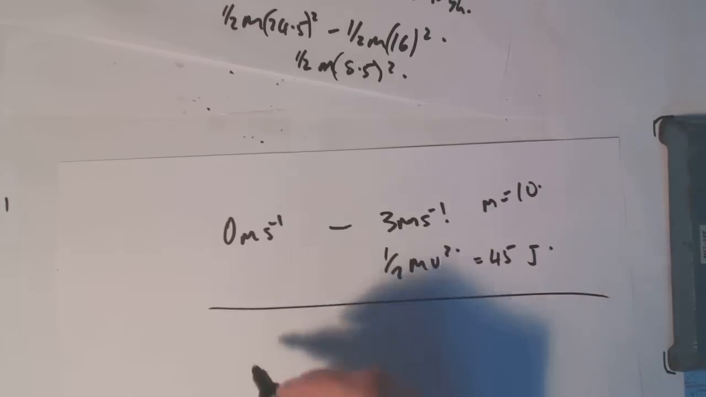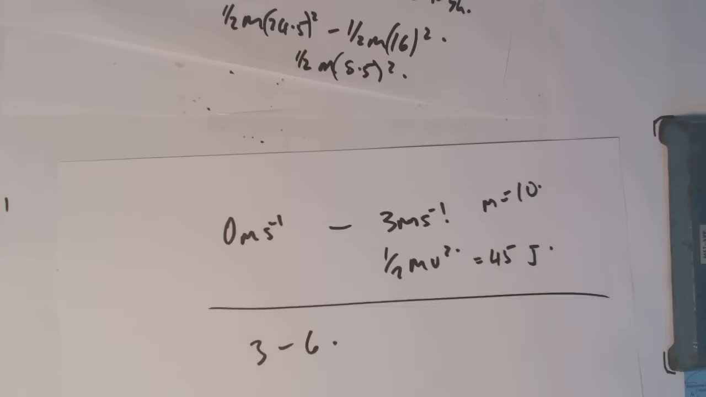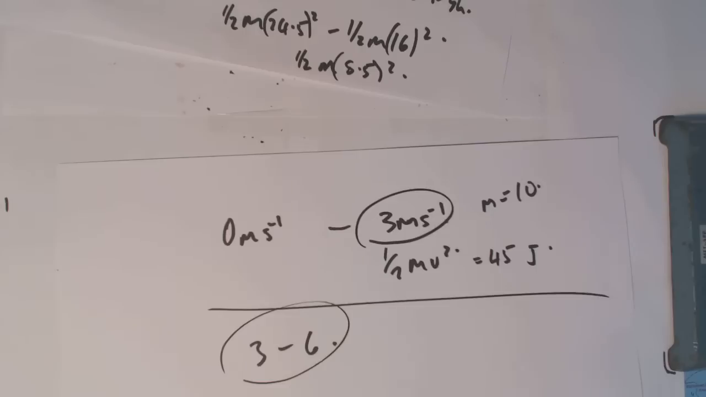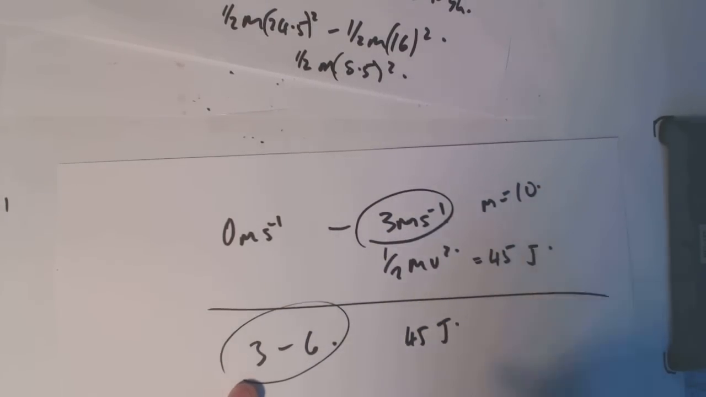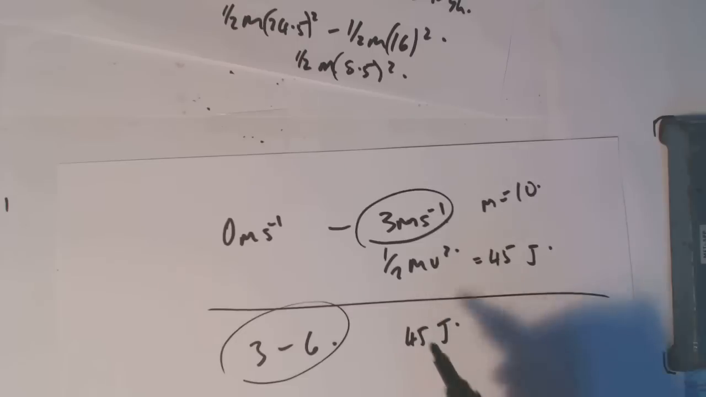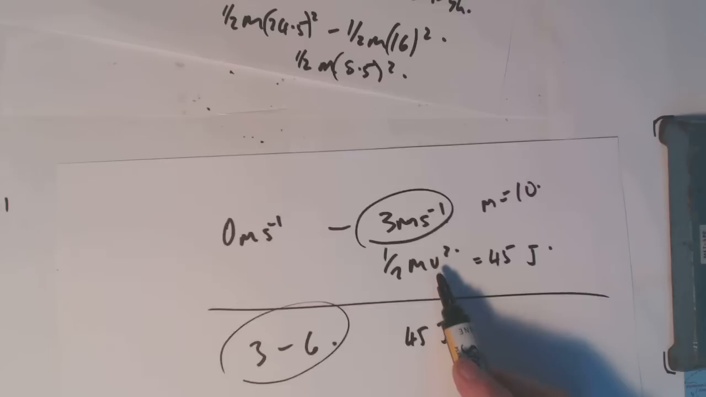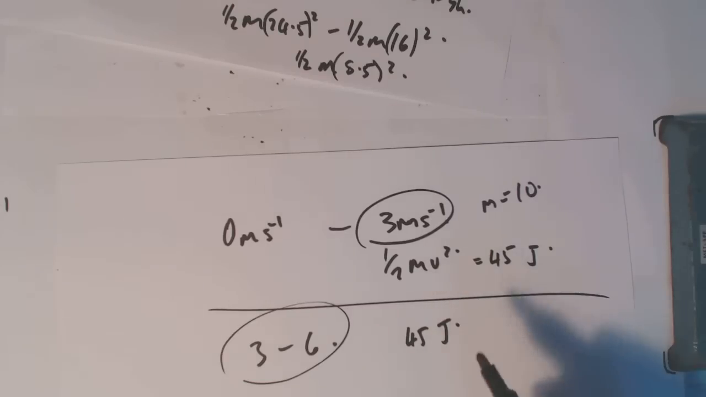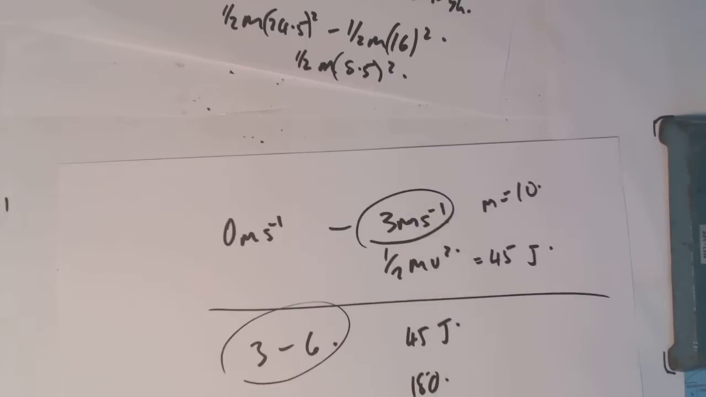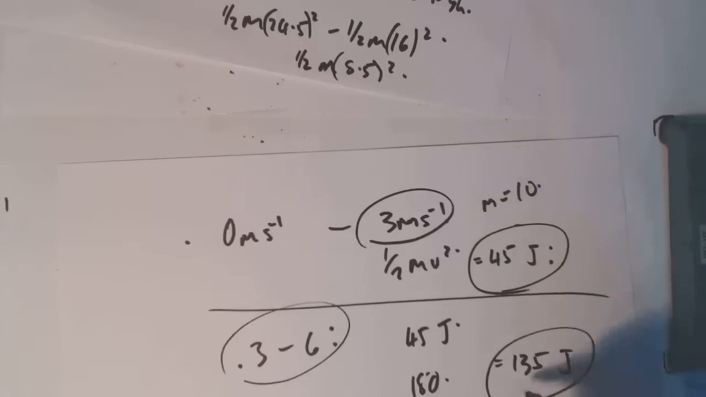Alright, but what if I go between 3 and 6 meters per second? That's my change in velocity. I've still got a change in velocity of 3 meters a second, but you're going to see that when it was 3, we had 45 joules, but when it's 6, with the mass of 10, 10 times 6 squared, 36, 360 divided by 2 is 180. 180 minus 45 comes out at 135 joules. So the change in energy to go from 0 to 3 is 45, from 3 to 6 is 135.